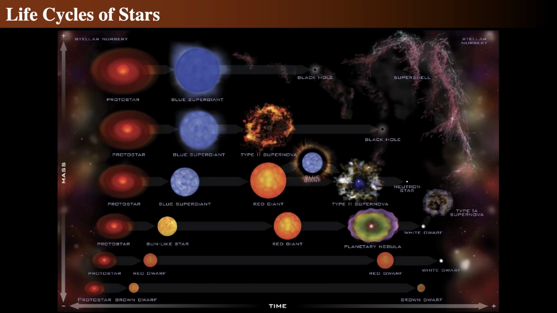And that gives us the bottom rung of the life cycles of stars, where the brown dwarfs just stay brown dwarfs. The red dwarfs don't become a red giant. They just collapse and collapse and collapse and eventually become a white dwarf. Whereas the sun becomes a red giant, a planetary nebula, and then ends as a white dwarf.